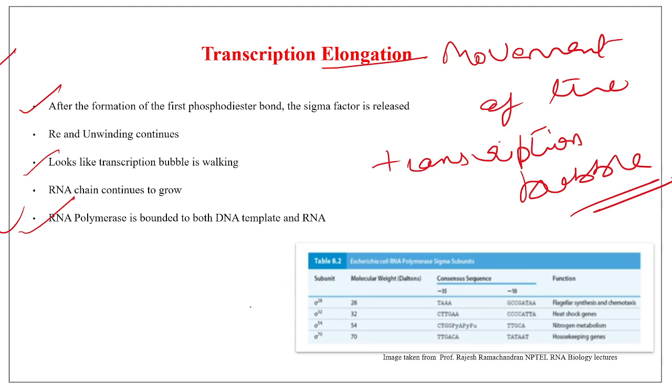Sigma 70 is the general sigma factor that we talk about, because it is involved in housekeeping genes. Along with this, there are other sigma factors which are involved in nitrogen metabolism, heat shock, flagellar synthesis, chemotaxis. So this is elongation.